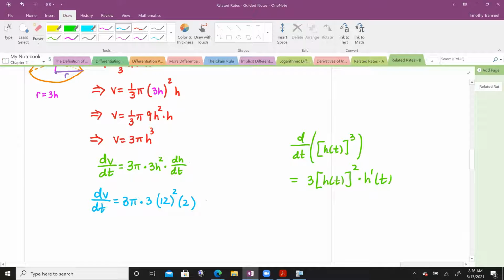And if we were to type this in our calculator and just multiply the 3, the 12 squared, and the 2, that's going to give us 2,592. And then we still have the pi there as well. So 2,592 pi. And our units here, we were measuring the lengths in centimeters. And we were measuring the time in seconds. And so since we're talking about a volume changing, this is going to be in cubic centimeters per second.